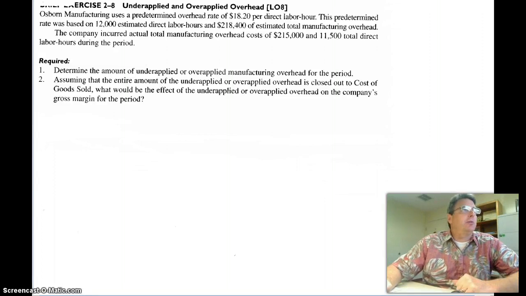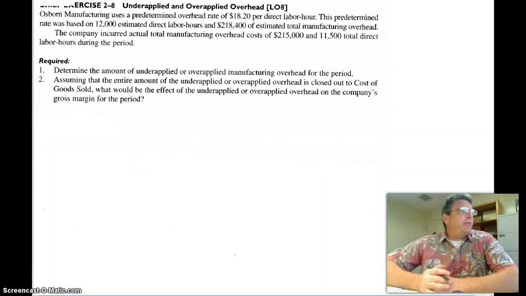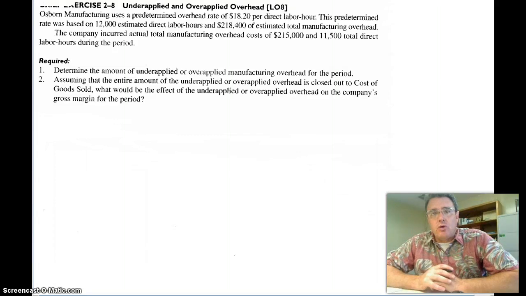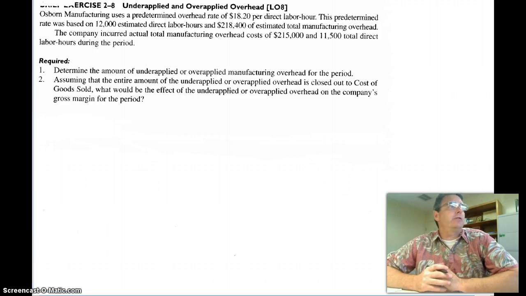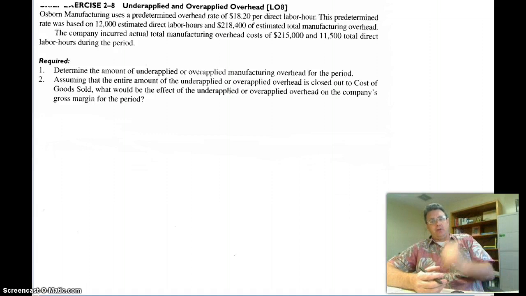Let's go ahead and read the problem. Osborne Manufacturing uses a predetermined overhead rate of $18.20 per direct labor hour. This predetermined rate was based on 12,000 estimated direct labor hours and $218,400 of estimated total manufacturing overhead.